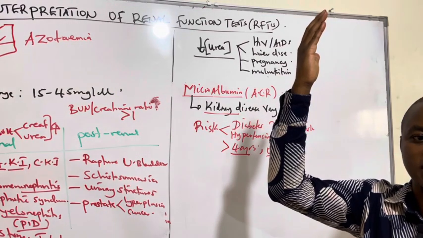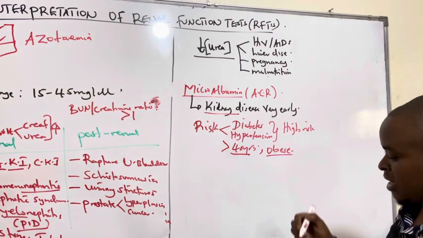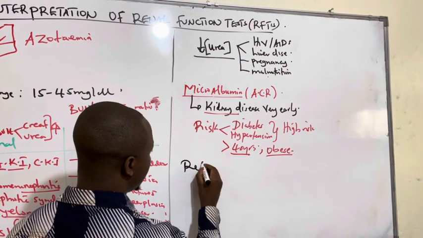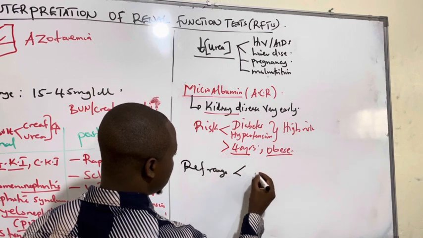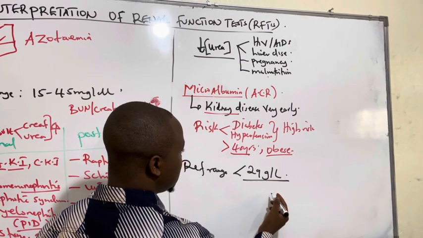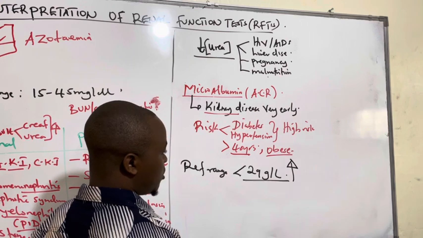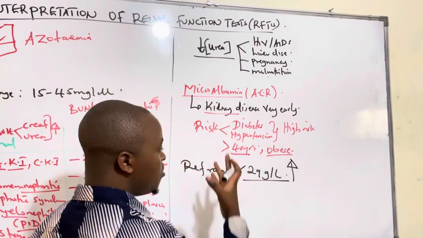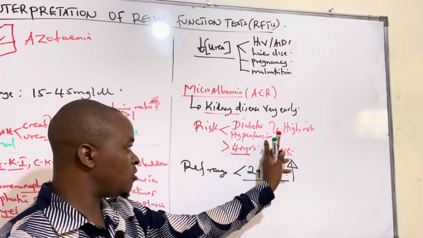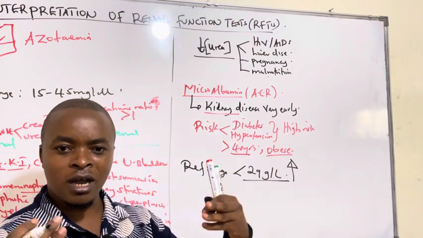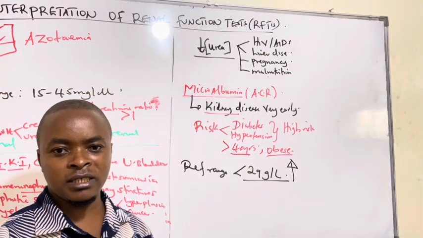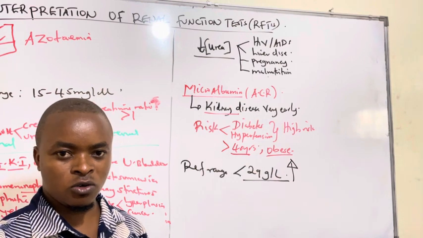We find it is elevated in the blood when it is greater than 29, because the reference range of microalbumin should be less than 29 grams per liter. So whenever I do it and I find it is greater than 29 grams per liter, that is increased microalbumin levels, and that is what we call being at a risk. So if you are a diabetic patient, you are hypertensive, you are above 40, you are obese, and we find your microalbumin is above 29 without any signs and symptoms, it can tell us you are at a risk of soon developing kidney disease.